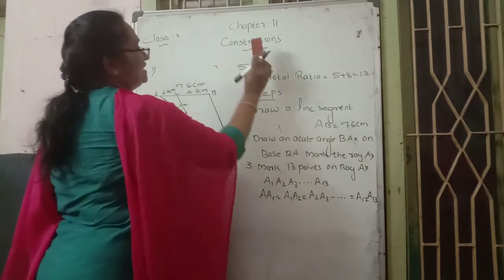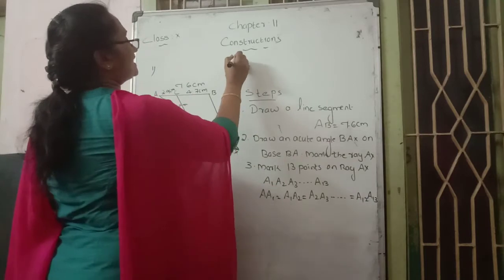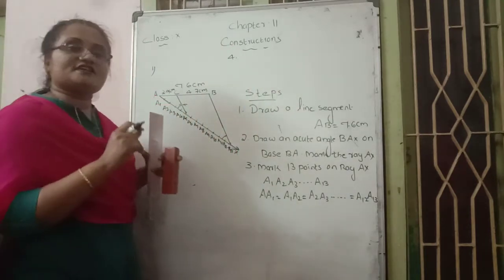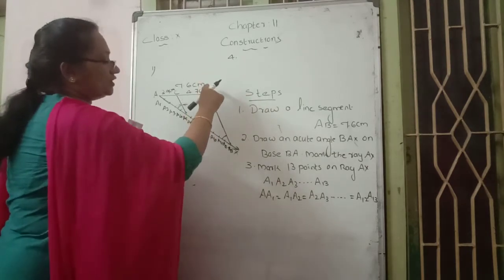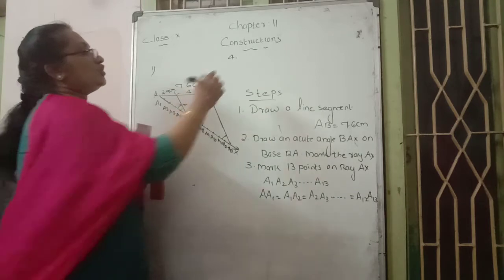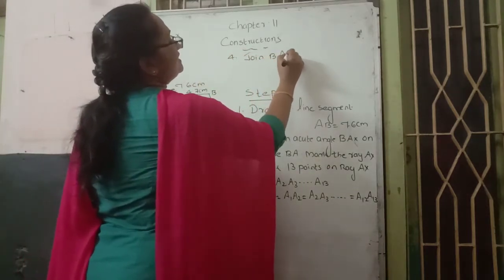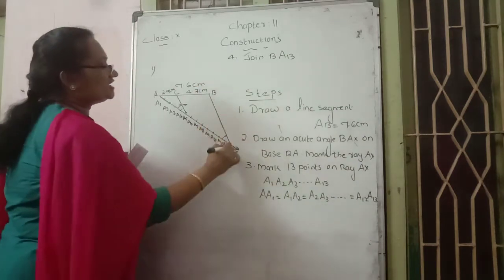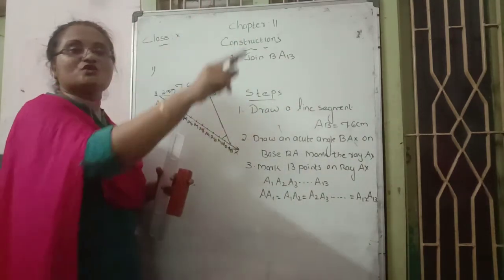Then next step, fourth step, how can we write? Afterwards, what step or procedure do we do? Draw B A13, or join B and A13. Just join the points B and A13.